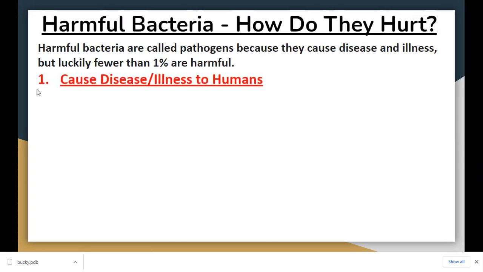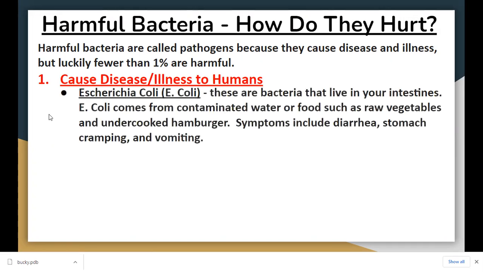One, they can cause disease and illness in humans. E. coli, I can't even say the full name, Escherichia coli, is abbreviated E. coli. You've probably heard of that. These are bacteria that live in your intestines. They come from contaminated water or food such as raw vegetables and undercooked hamburger. Symptoms would be diarrhea, stomach cramping, and vomiting.